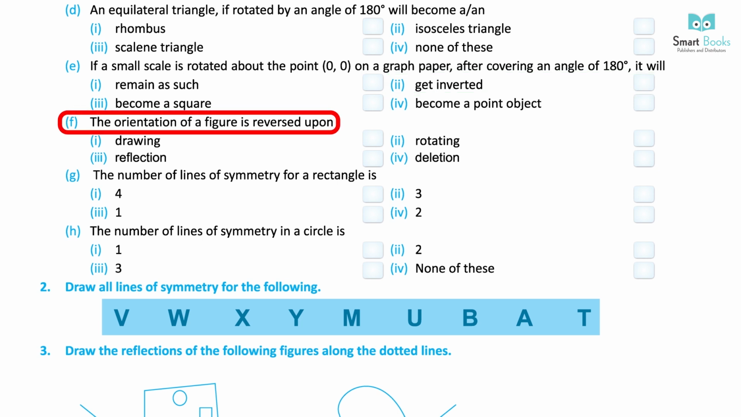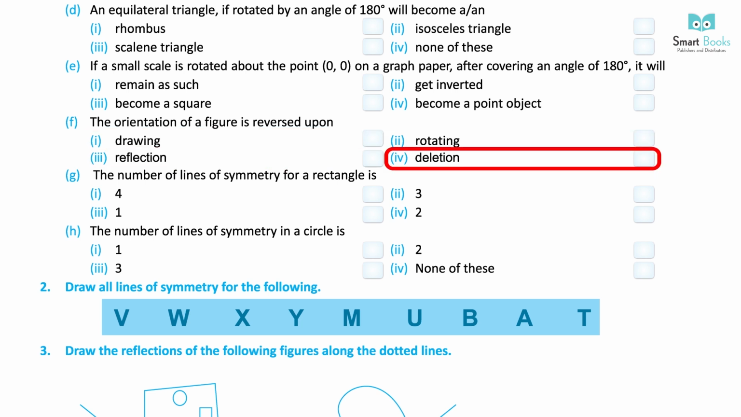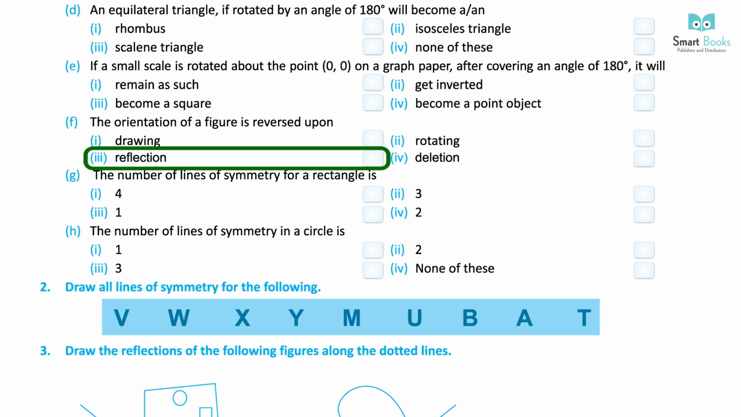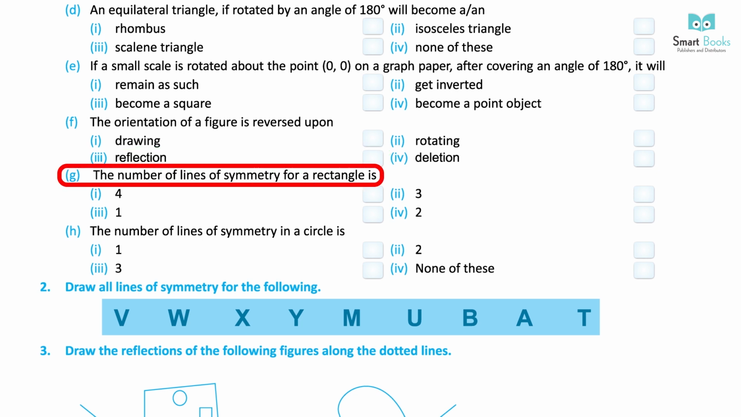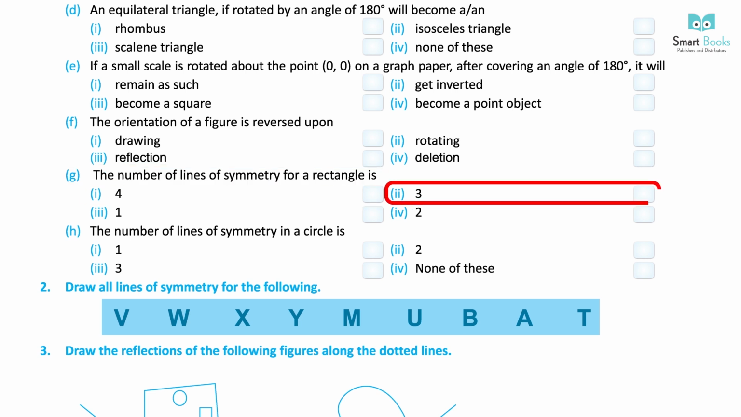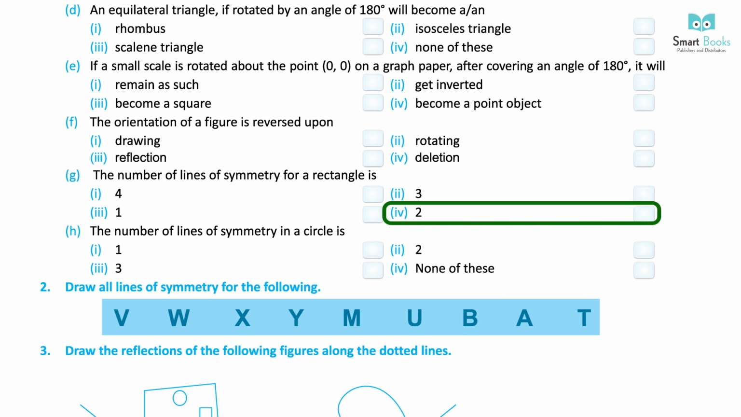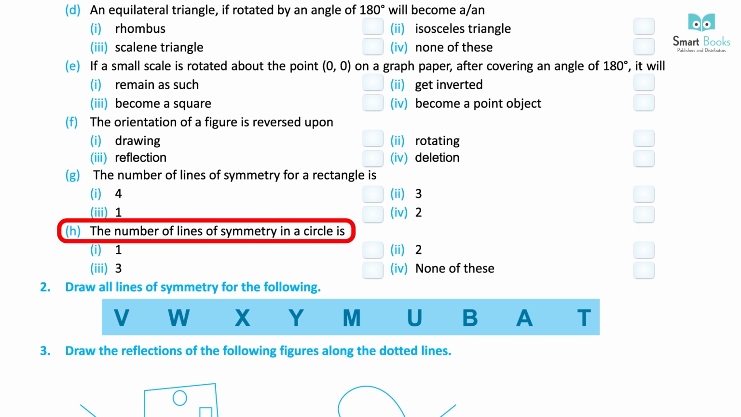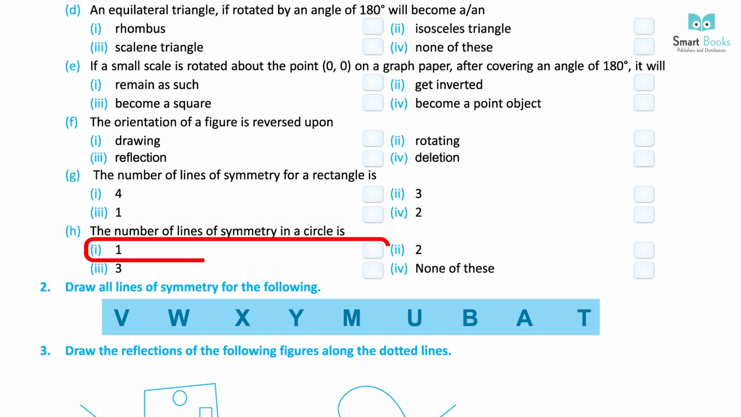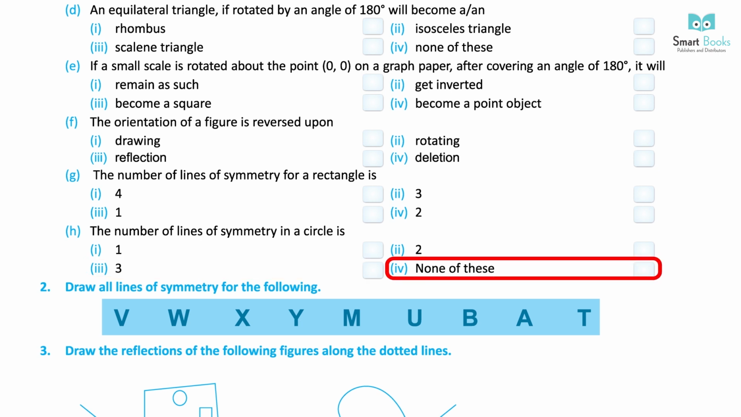F. The orientation of a figure is reversed upon first drawing, second rotating, third reflection, fourth deletion. Solution: third, reflection. G. The number of lines of symmetry for a rectangle is first 4, second 2, third 1, fourth 2. Solution: fourth, 2. H. The number of lines of symmetry in a circle is first 1, second 2, third 3, fourth none of these. Solution: fourth, none of these.